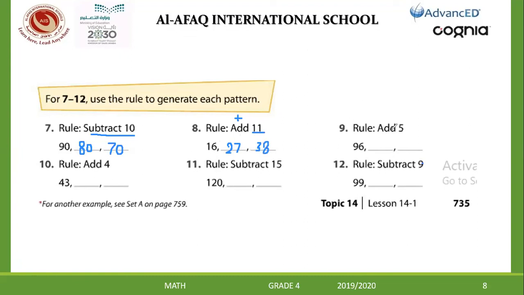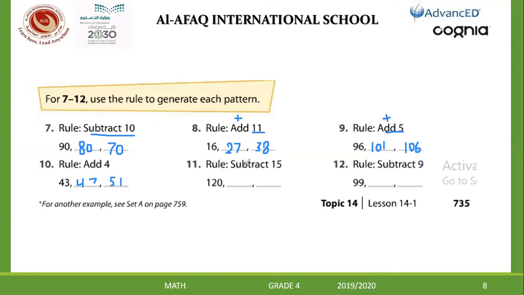The rule here, add 5. What is the meaning of add 5? It means plus 5. So here I started with 96, add 5 will be 101. Add another 5, of course, will be 106. I know it is easy for you. If you get the rule directly, I can get the next number. What about here? Add 4. I started with 43. Add 4 will be 47. Add another 4 will be 51.